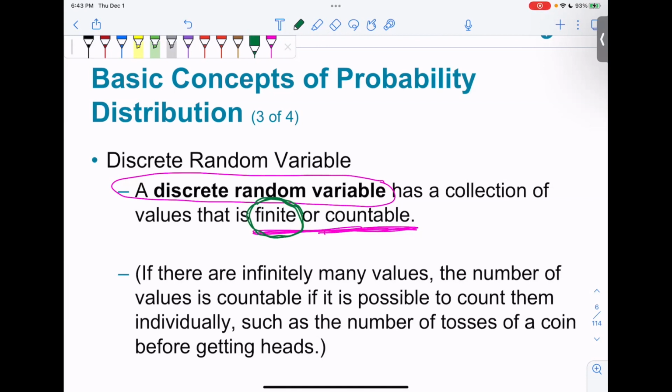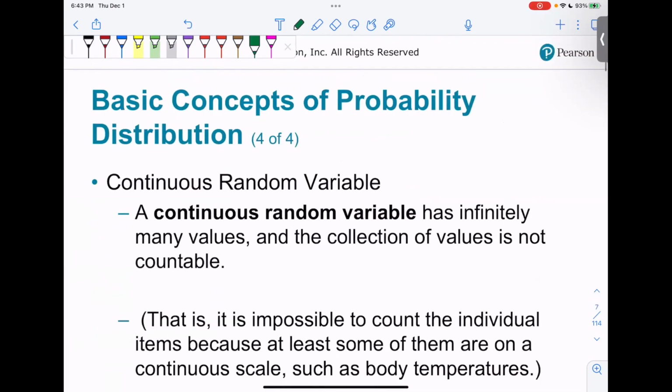How many? 50, 60, 70, 100, then count. So even though they are not whole numbers, they are finite. So countable is 1, 2, 3, 4, 5, 7, 10,000, or finite, some include digits, but we have a specific number. Okay, and continuous is anything we can measure, right? Distance, area, weight, temperature, all those variables will be continuous variables.